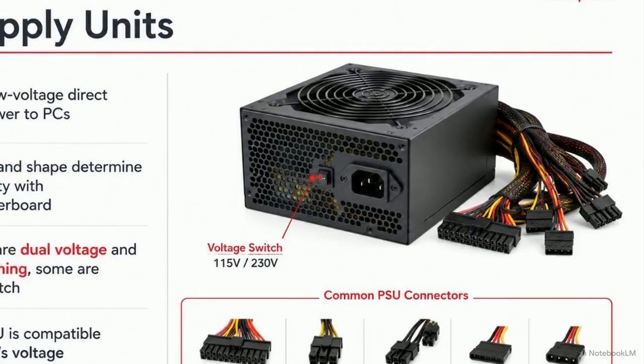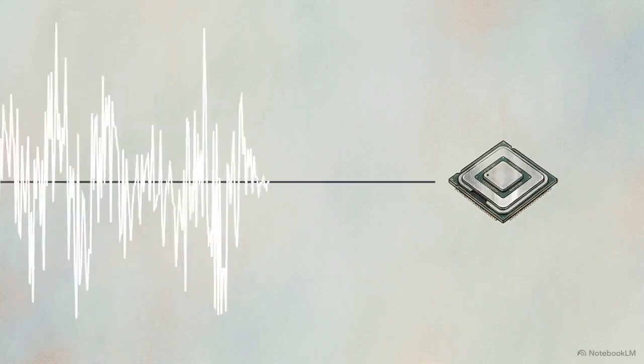Looking at the rear of this power supply, you can see the main plug input and a red voltage switch for 115 or 230 volts. Wall outlets provide raw alternating current. If you delivered AC power directly to your delicate PC components, the voltage spikes would immediately destroy them.